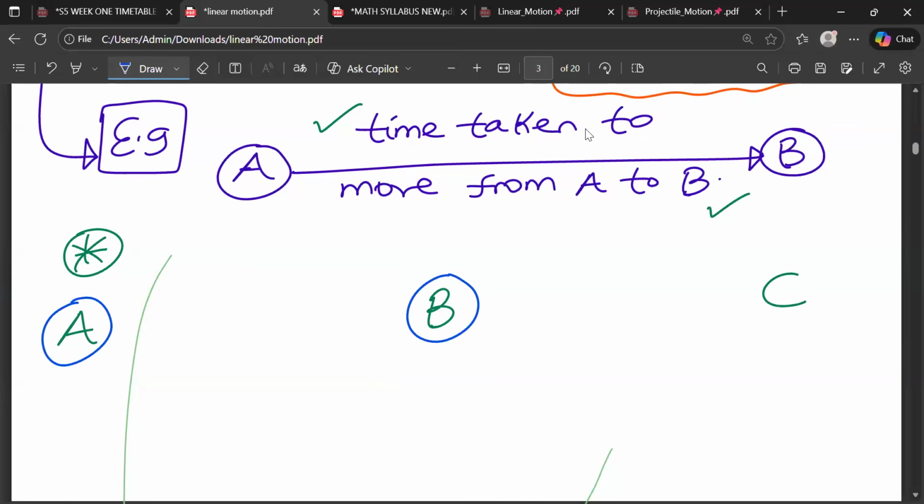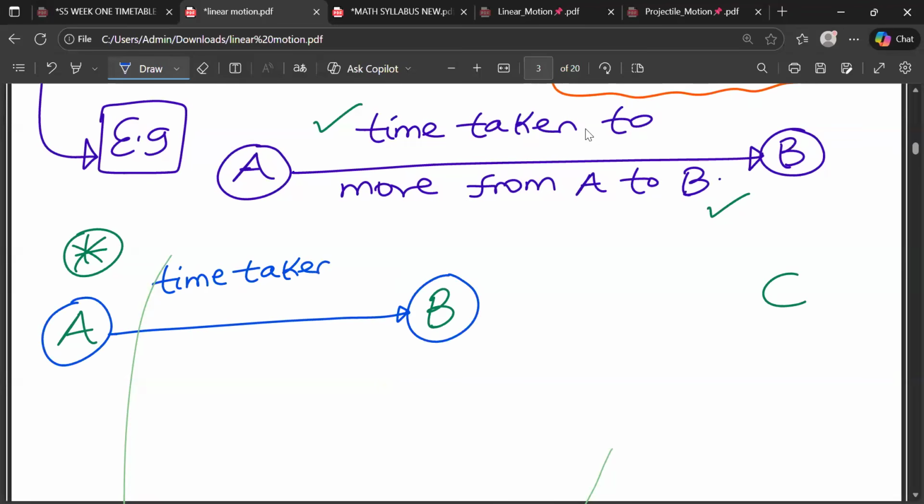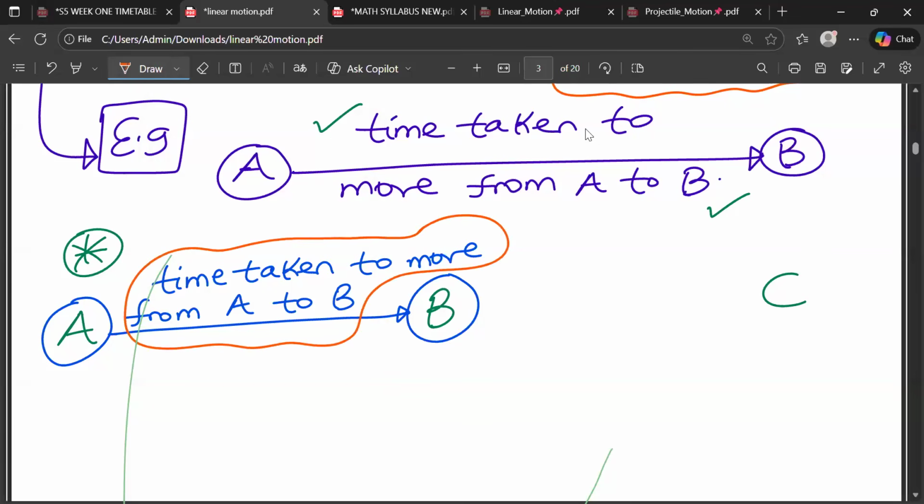Make you good students of motion. So from A to B, what we have there is what we call time taken to move from A to B. So that time taken to move from A to B is what they call small t AB, like that. So I'll not be wasting my time writing full statements. When I do something like that, I mean time taken moving from A to B.